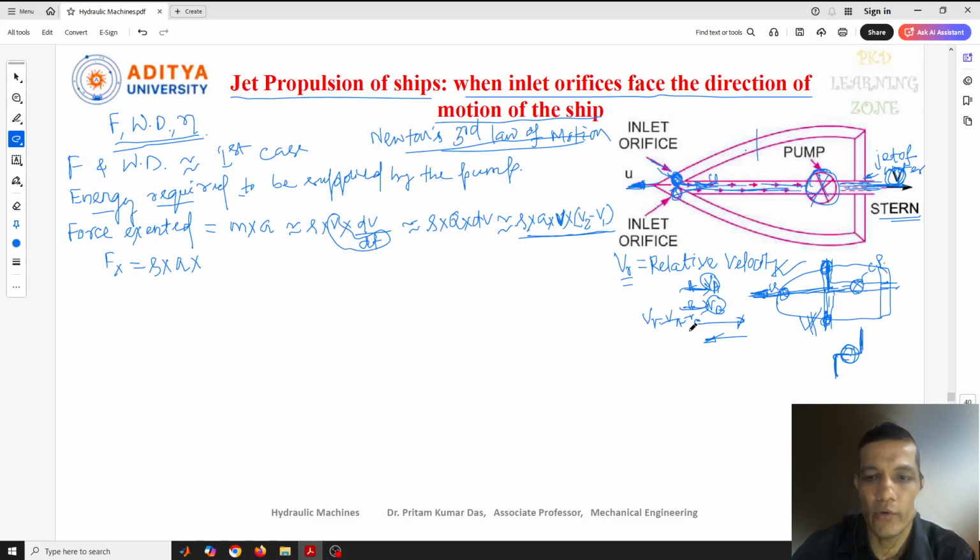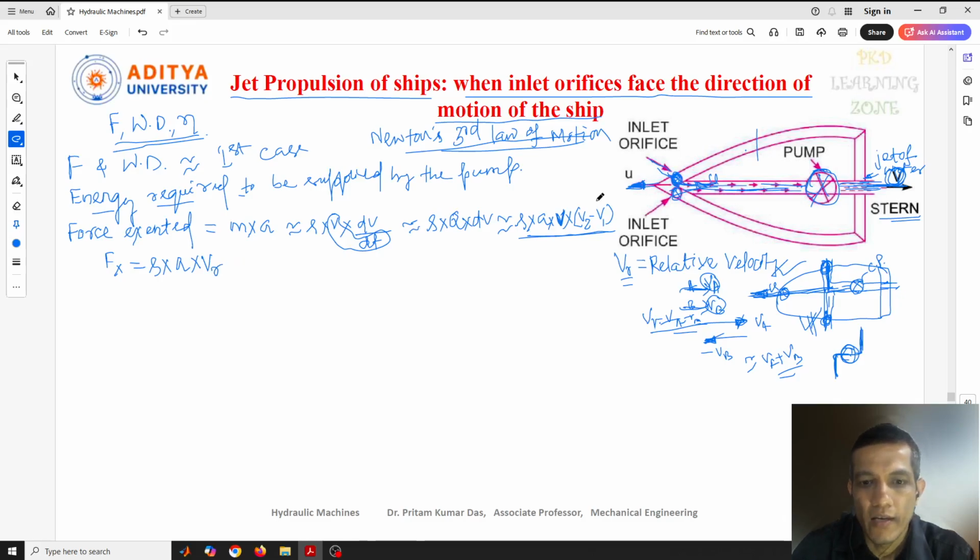These things I already told you previously. When the bodies move in the reverse direction, with velocity VA and here minus VB, then VA minus VB becomes VA plus VB. This will be minus and this will be plus. So here we write VR, the relative velocity.